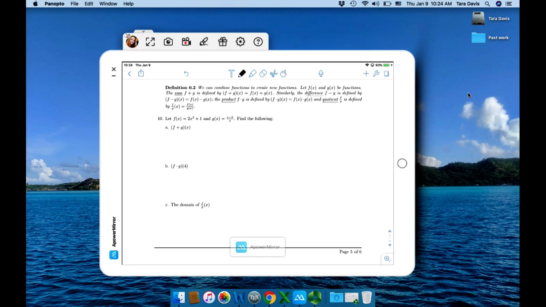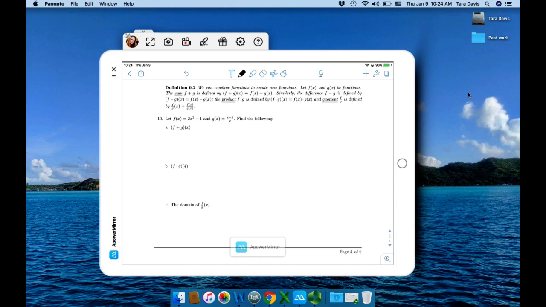So for example, in number 10, we can consider the function f of x equals 2x squared plus 1, which we've seen before, and another function, let's call it g to give it a different name so as not to be confused. G takes the input x and returns the output x minus 5 all over x. With this information, we can find the following.